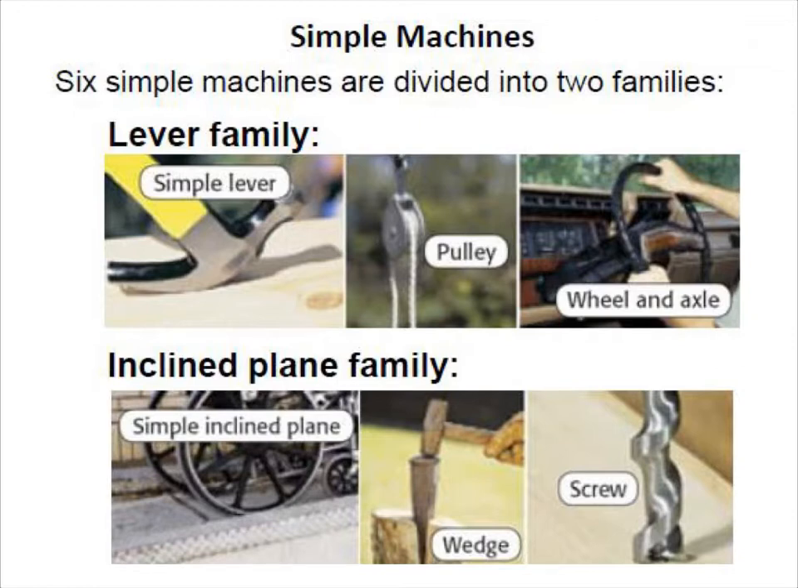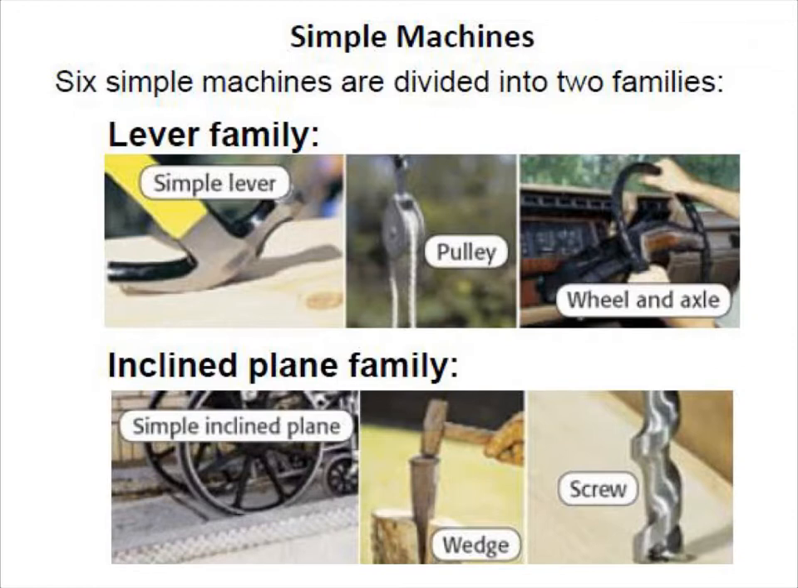The 6 simple machines are the lever, wheel and axle, pulley, inclined plane, wedge, and screw. We call these machines simple because they have no or few moving parts. As you can see in the picture, these 6 simple machines have been divided into 2 families, the lever family and the inclined plane family. The lever family consists of the lever, the pulley, and the wheel and axle. The inclined plane family includes the inclined plane, wedge, and screw.